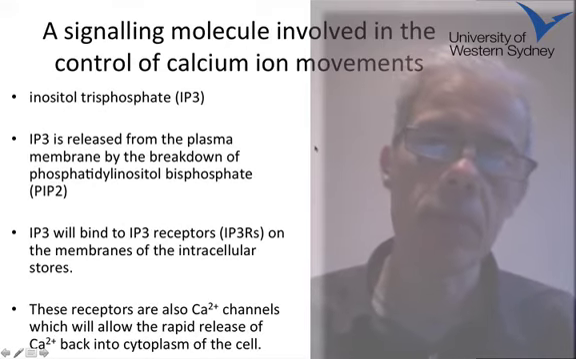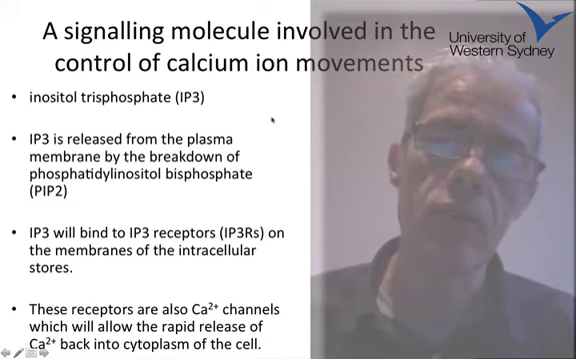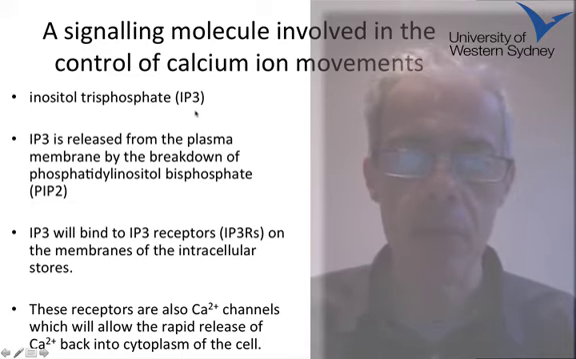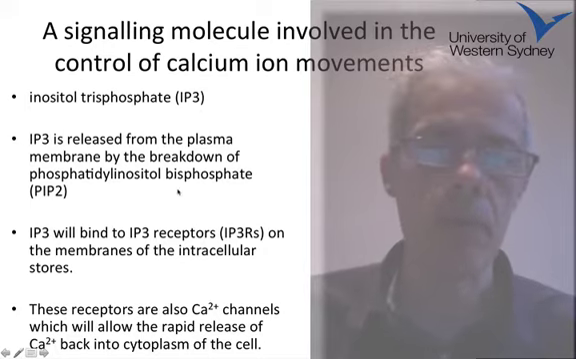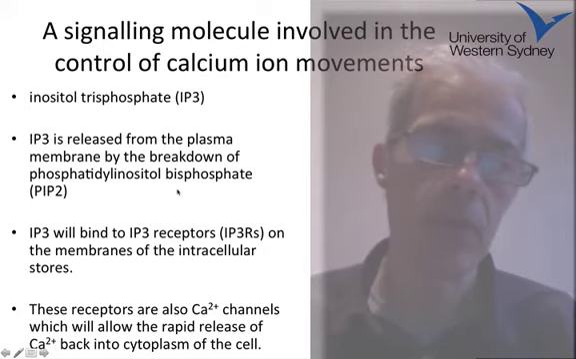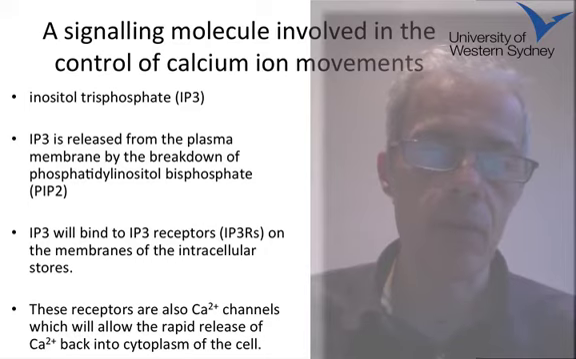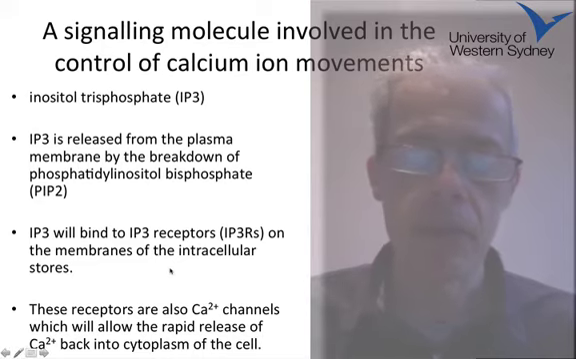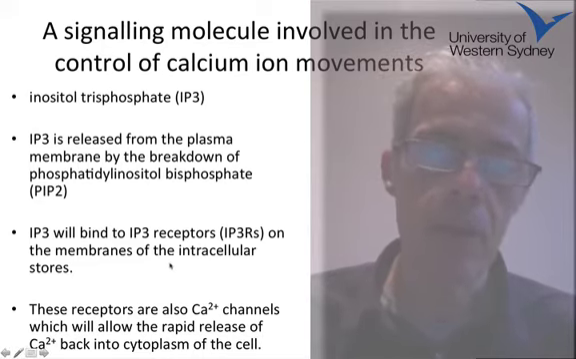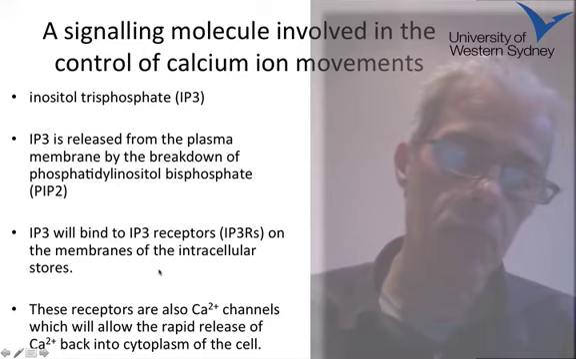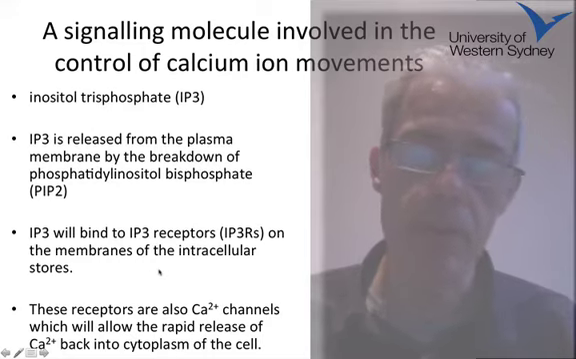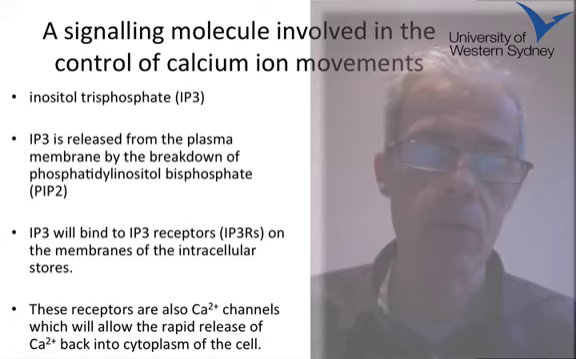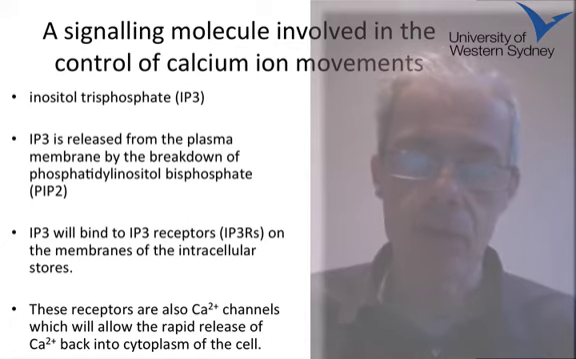One of the signaling molecules that is used to control the levels of calcium is IP3. As we know, IP3 is released from the plasma membrane by the breakdown of phosphatidylinositol bisphosphate, or PIP2. IP3 can bind to IP3 receptors, an example would be the IP3 receptor in the ER, and it can cause the release of stored calcium into the cytosol.